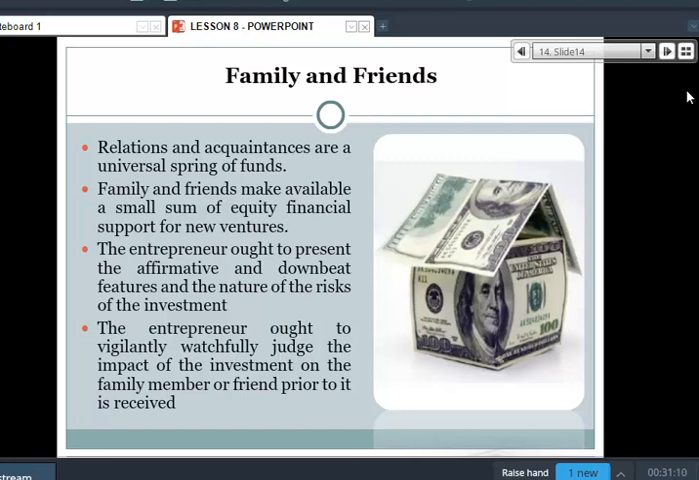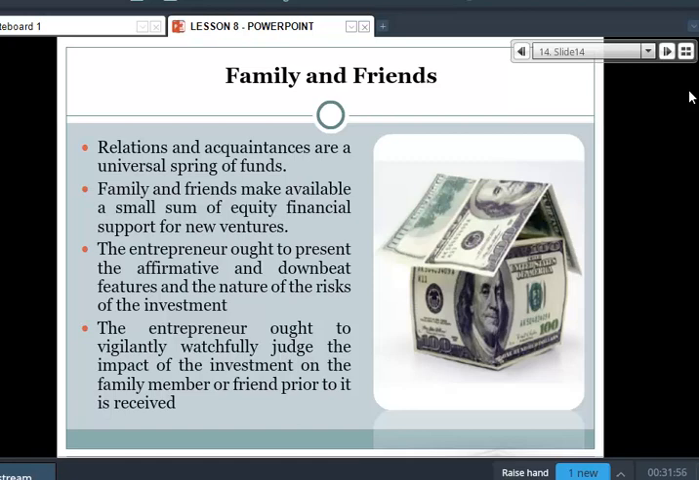Family and friends could also be considered part of the funding. Relations and acquaintances are universal sources of funds. As long as you have very good relationships with others, families and other members, maybe even government bodies. Here the family and friends make available a small amount of financial support for new ventures.